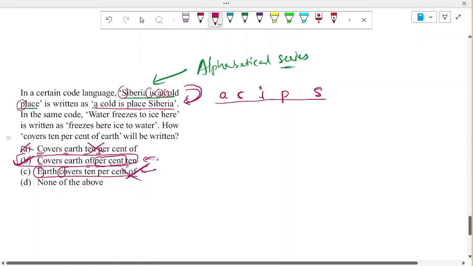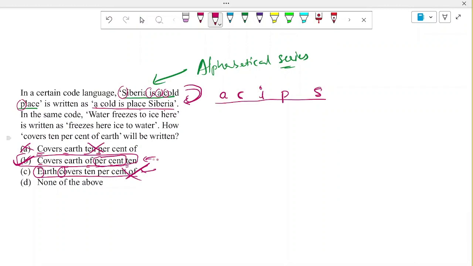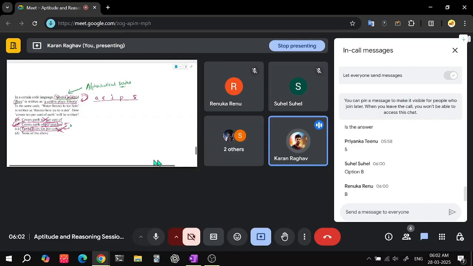And if you know these kinds of coding questions, then you will be able to find the answers faster. Okay. I hope this was helpful.